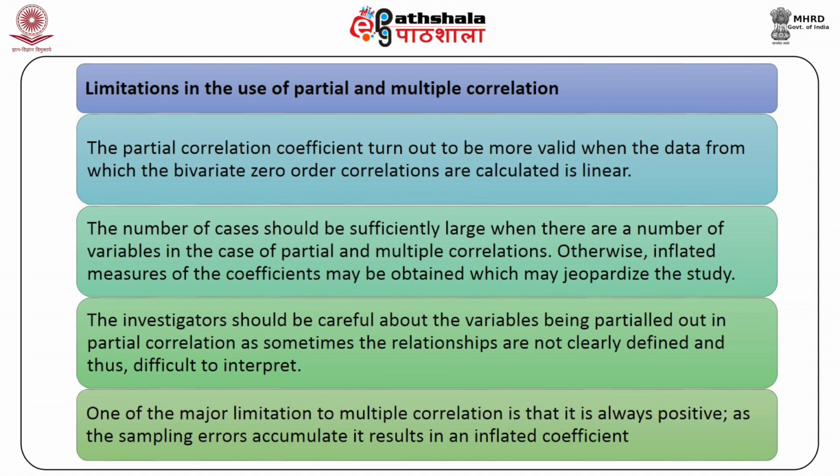The investigators should be careful about the variables being partialed out in partial correlation, as sometimes the relationships are not clearly defined and thus may become difficult to interpret. One of the major limitations of multiple correlation is that it is always positive. As the sampling errors accumulate, it results in an inflated coefficient.